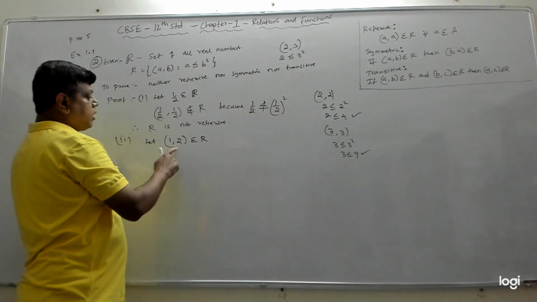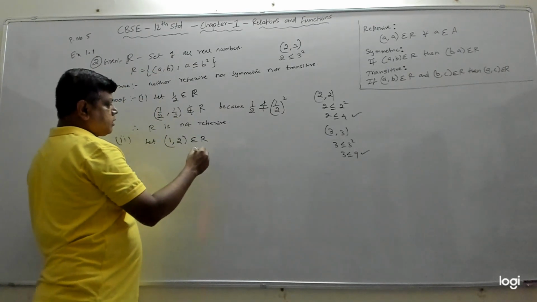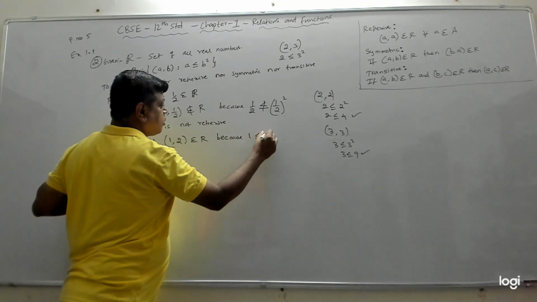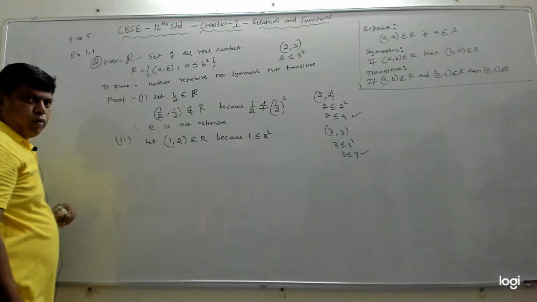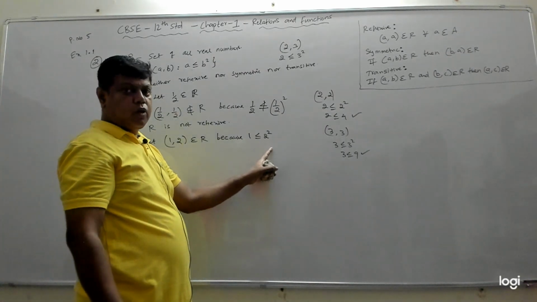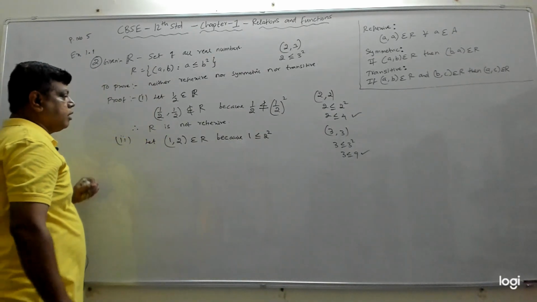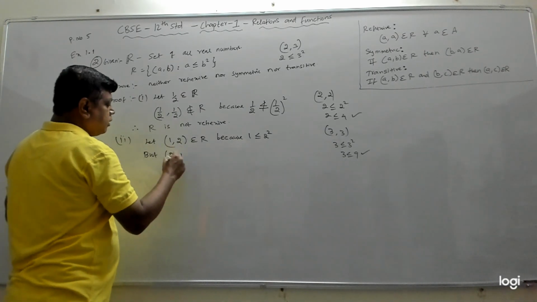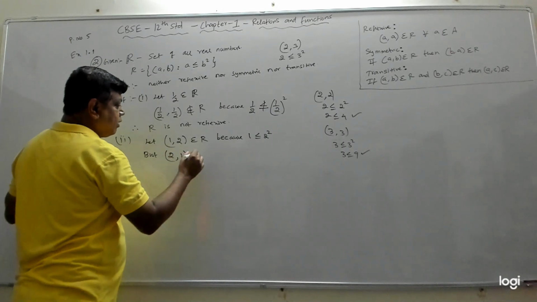So let (1, 2) belong to R. Why does it belong to R? Because 1 is less than or equal to 2 squared. It is true: 2 squared means 4, and 1 is less than or equal to 4 is true. Therefore, (1, 2) belongs to R. But the reverse, (2, 1), does not belong to R.